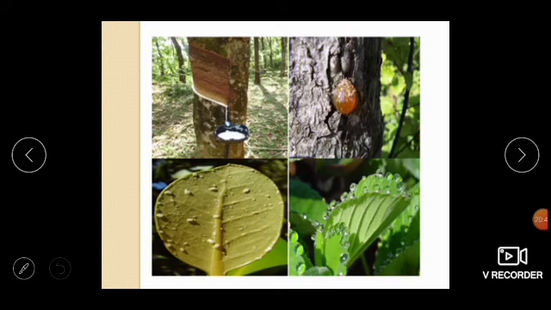You can see in this diagram here a rubber plant, where the latex is being released, and the gum secretion is being seen. These are all excreted with the water, as you can see here.